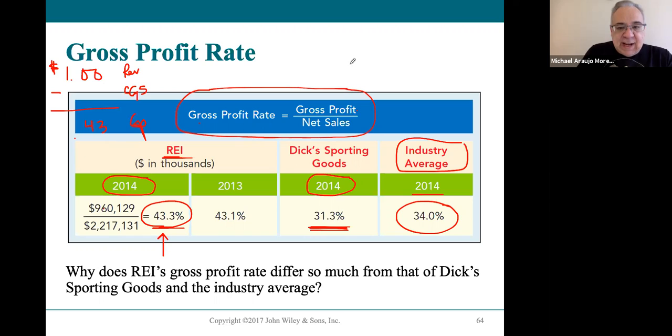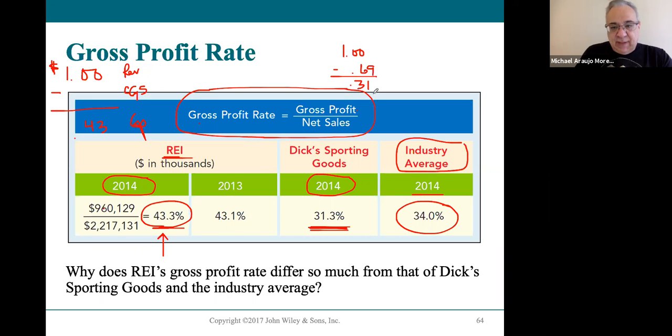For Dick's Sporting Goods, for every dollar they're collecting from the customer, they're only left with a 31-cent gross profit, which means they're spending a very large amount, right? 69 cents on cost of goods sold.